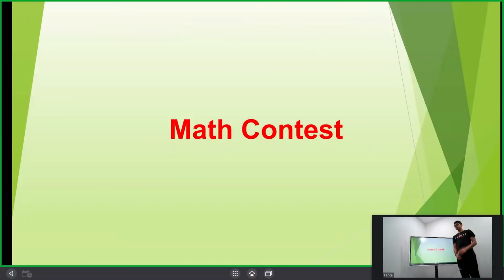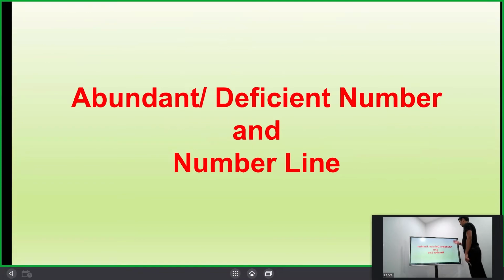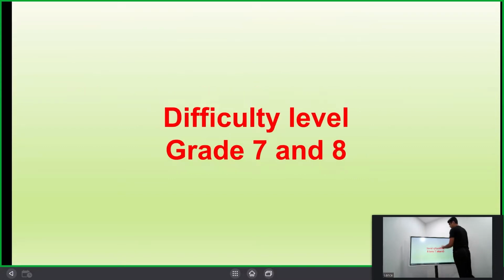Hello everyone, today we're going to be continuing our math contest series, and today's topic we're going to be going over abundant/deficient numbers and also number lines as well. So let's get started, and this will also be for the difficulty levels for grade 7 and grade 8 as well. So let's get started with our first problem.